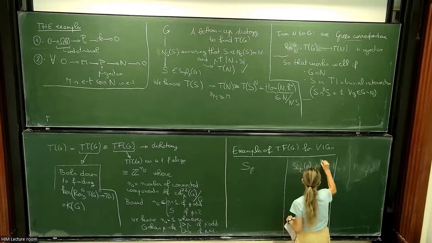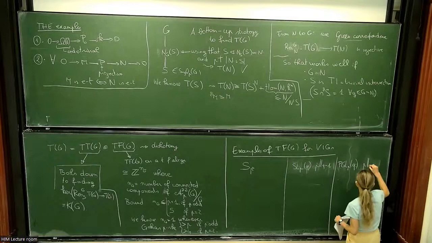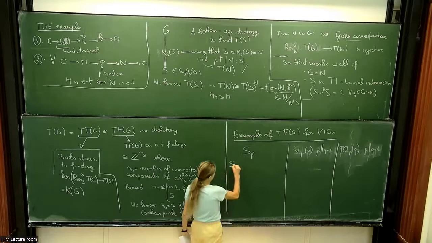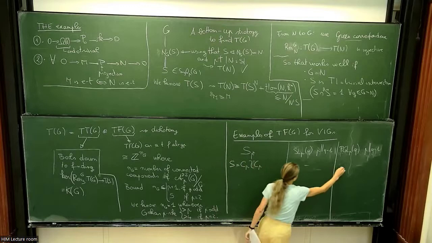And I will take the corresponding PGL_p(q), where p divides q minus 1 exactly once. So, in all these cases, my Sylow subgroup is the product of a cyclic p with a cyclic p. The same in here.